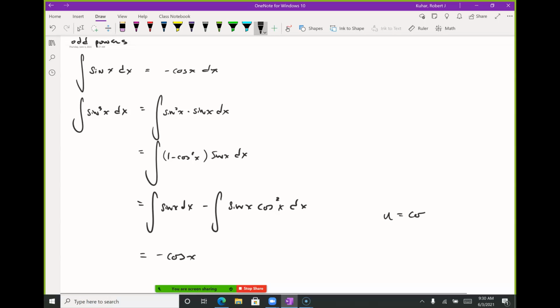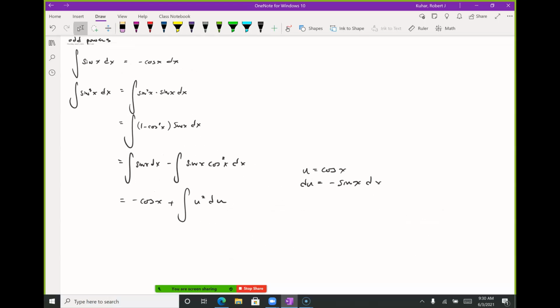So u is going to be cos of x. Du is what? Derivative of cosine is what? Negative sine. So I've got plus the integral of u squared du. Make sure I'm not going too fast there, please. Make sure you're with me there.